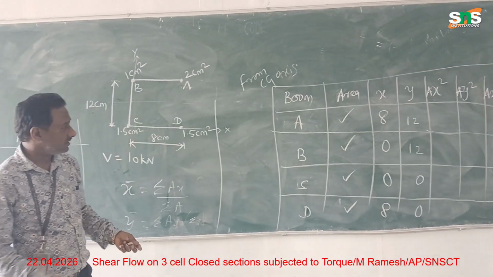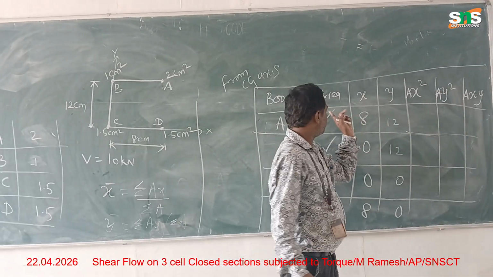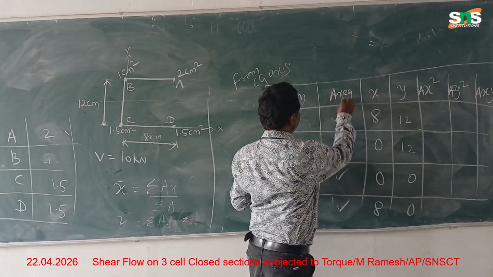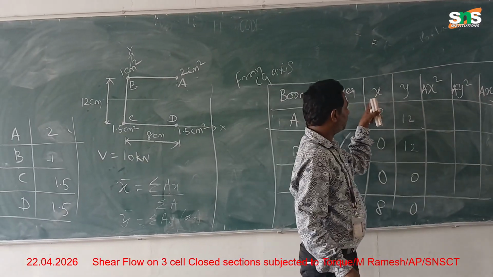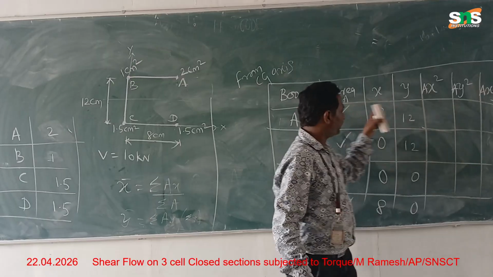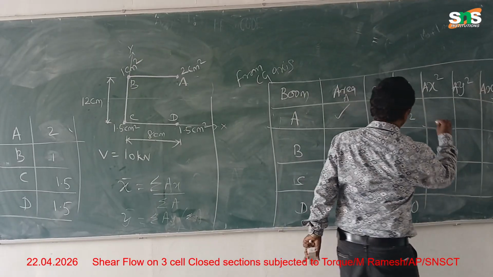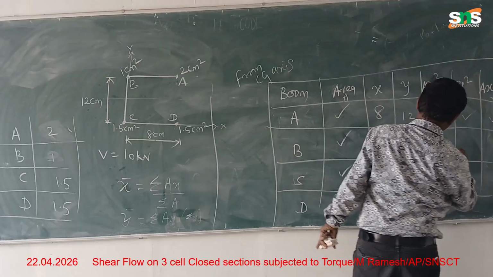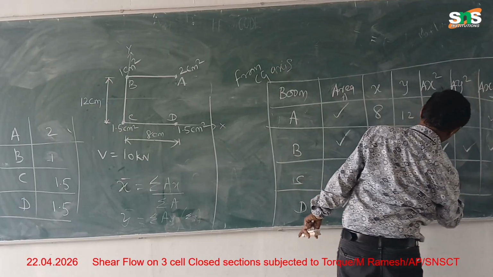After finding that, you can substitute the values. This is A. So A into x square and A into y square, then A into xy. You can find all those values.